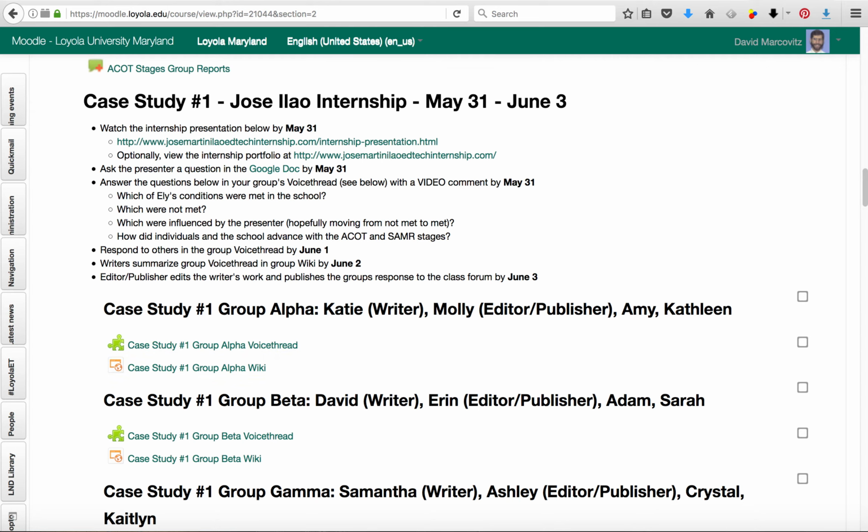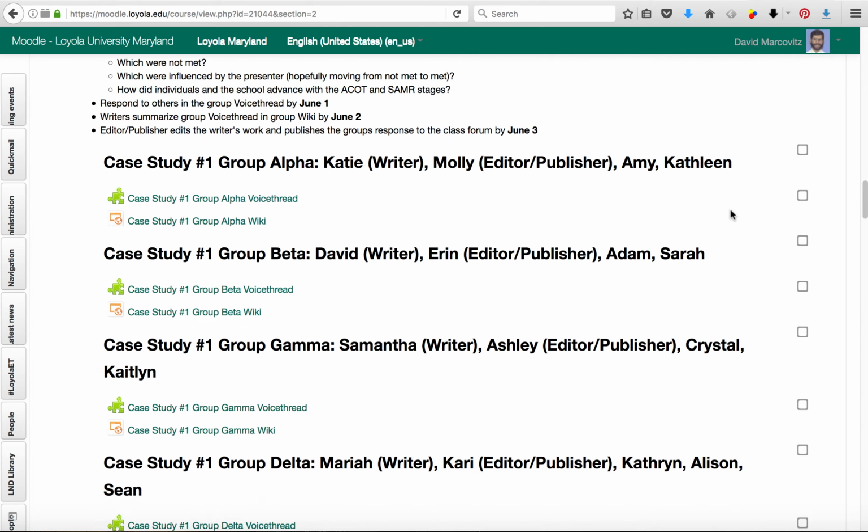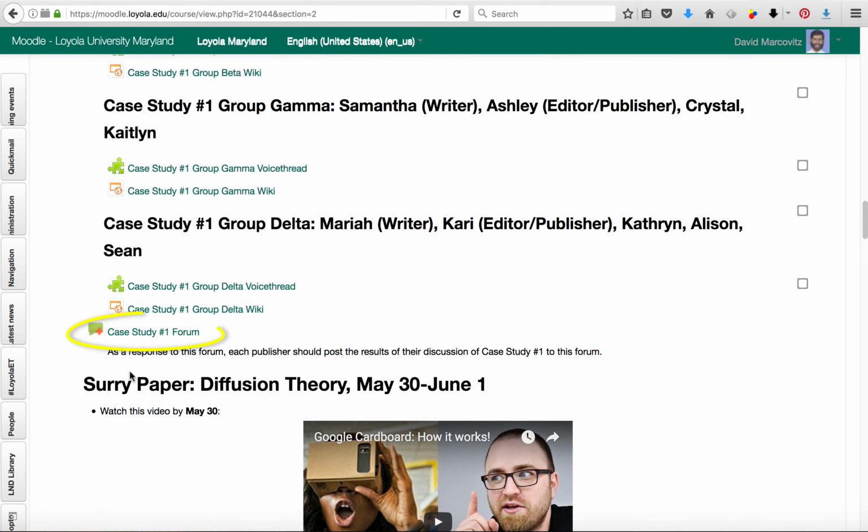And you'll publish it to a forum. So you can see at the end there's a forum for the publishers to publish the responses, and then you can go back and read the responses of the other groups and see how they matched up with your groups.